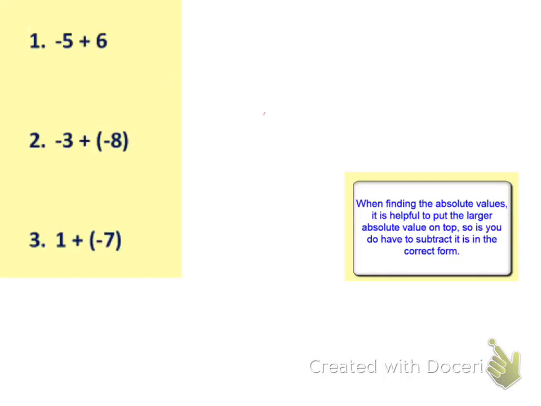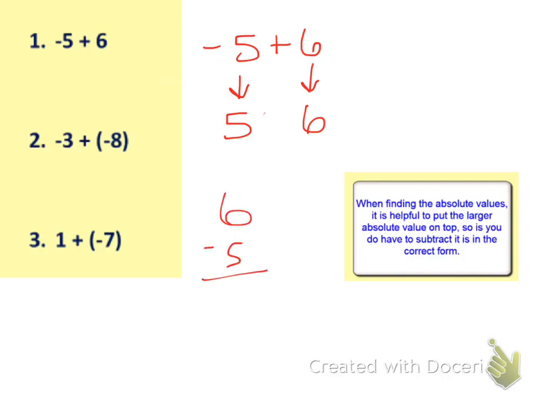Okay, so first problem we're going to try, a negative 5 plus 6. Again, you should be writing this down. Remember, they have different signs, therefore I need to find the absolute value and subtract. So the absolute value of negative 5 is 5, of 6 is 6. Subtract them. 6 minus 5 is 1.